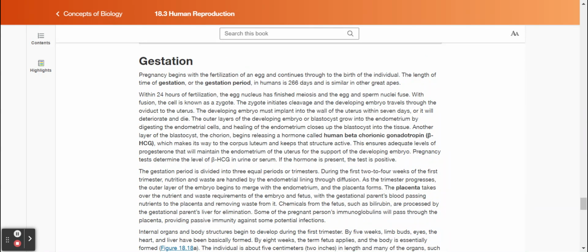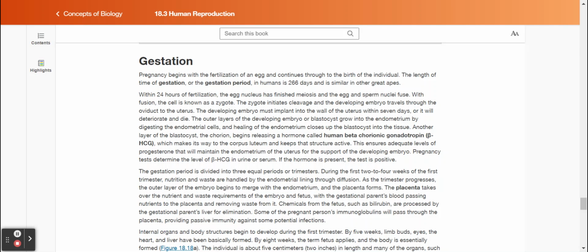Gestation. Pregnancy begins with the fertilization of an egg and continues through to the birth of the individual. The length of time of gestation, or the gestation period, in humans is 266 days and is similar in other great apes. Within 24 hours of fertilization, the egg nucleus has finished meiosis and the egg and sperm nuclei fuse. With fusion, the cell is known as a zygote.